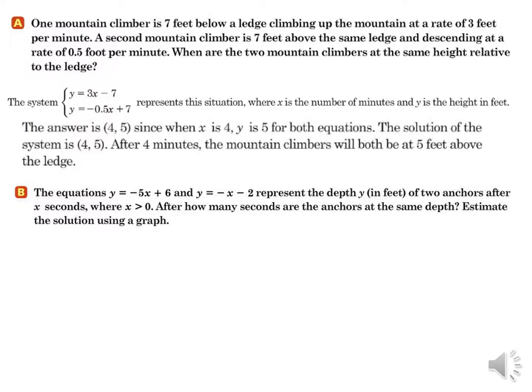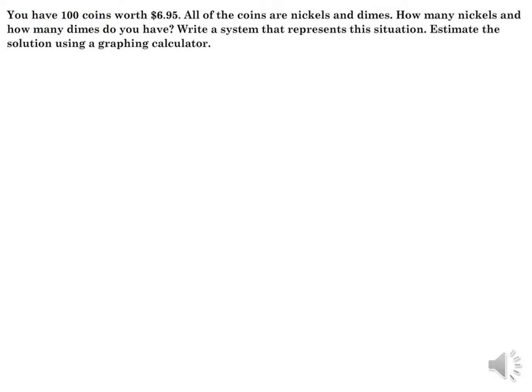So now let's look at these two equations. It represents depth of two anchors, okay? So it says how many seconds are the anchors at the same depth? Well, I have two equations here. All I have to do is graph them. I start here at -2, and I have a slope of -1/1. I start here at +6, and I have a slope of -5. So they will intersect. They are not parallel because they have different slopes. So when you graph them, you'll see that they'll cross at 2, -4. So after 2 seconds, each anchor is 4 feet below the water.